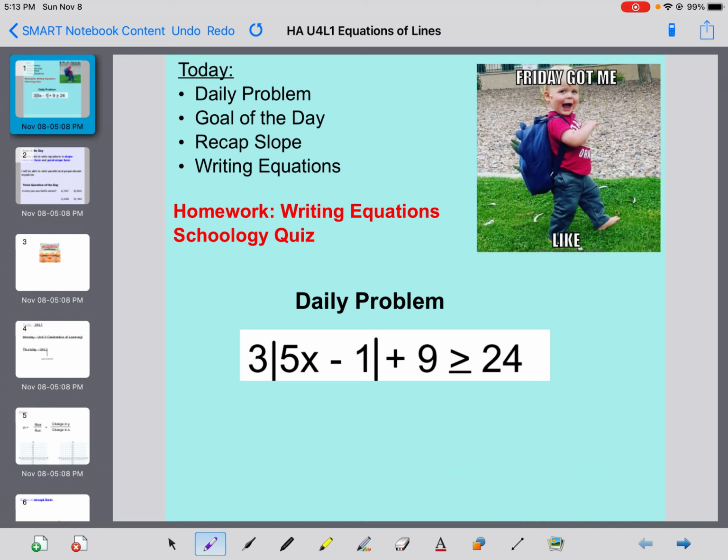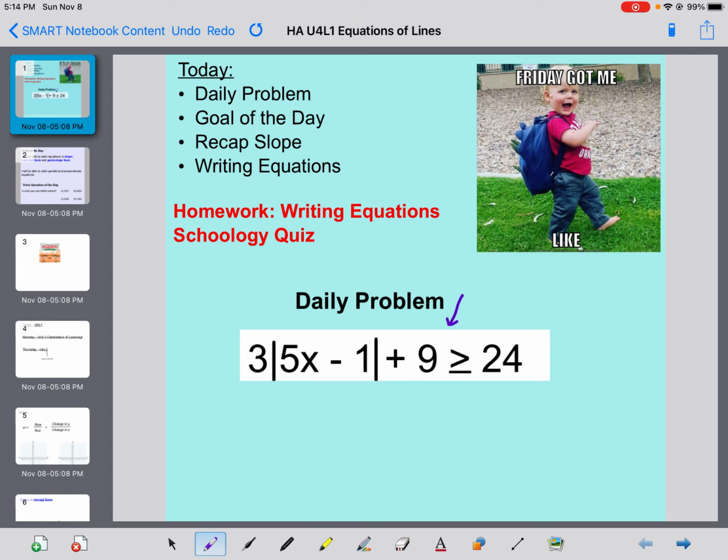So we're going to start with the daily problem. I would love it if you would pause and try this on your own and see what answer you get. You could download the notes or just try it on a scratch piece of paper. And then when you hit resume, I will go through the answer.